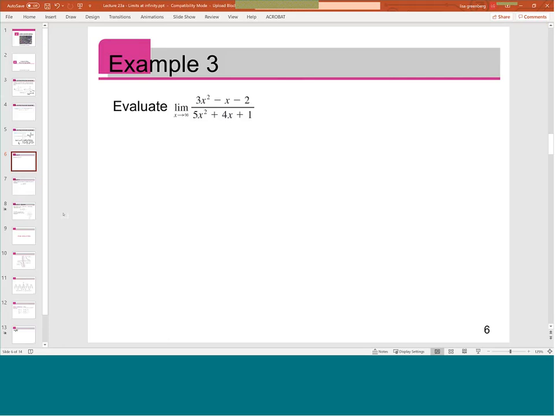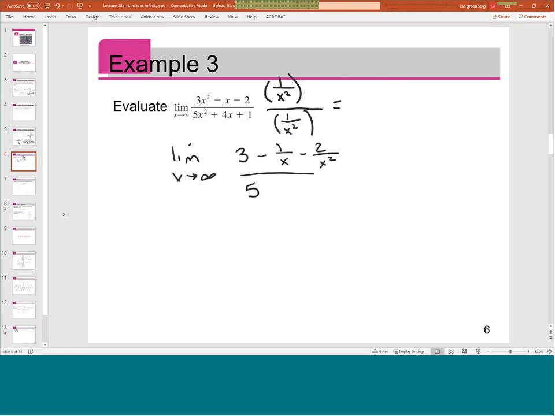What I want to do first is multiply this by 1 over x squared over 1 over x squared. And why do I do that? Let's look at this. This is the limit as x approaches infinity, and I'm just going to multiply this out, and I get 3 minus 1 over x minus 2 over x squared, over 5 plus 4 over x plus 1 over x squared, right? Is that clear?